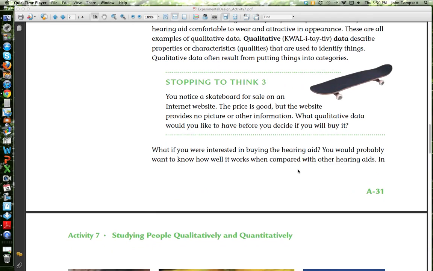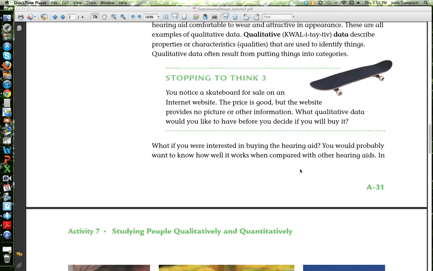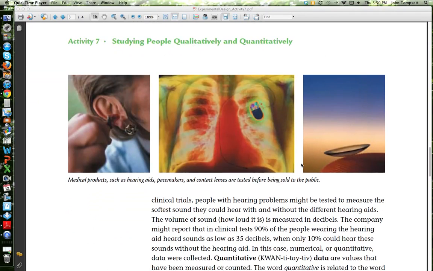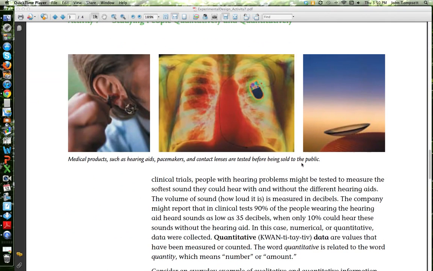Continuing on with the reading. What if you were interested in buying the hearing aid? You would probably want to know how well it works when compared with other hearing aids in clinical trials. People with hearing problems might be tested to measure the softest sound they could hear with and without the different hearing aids. The volume of sound, how loud it is, is measured in decibels.